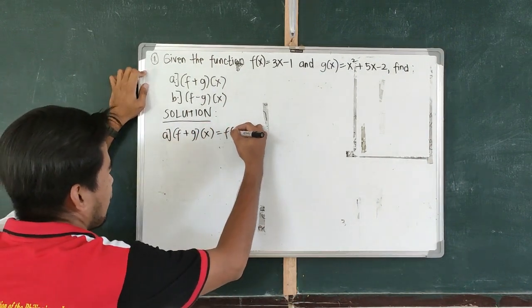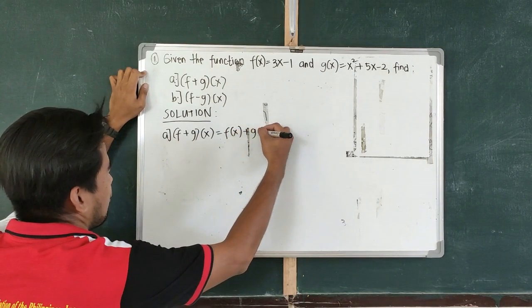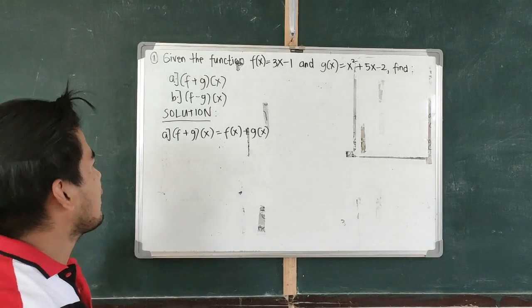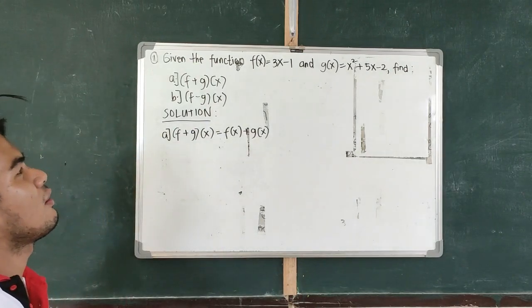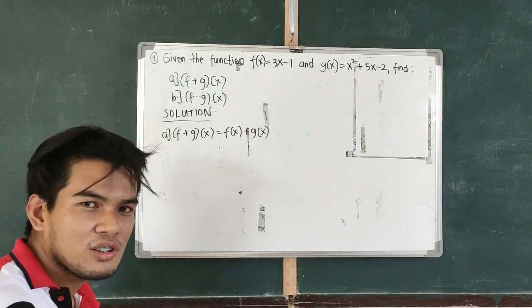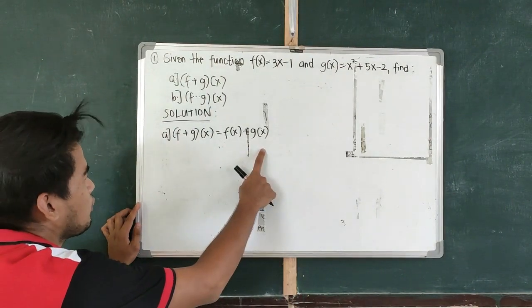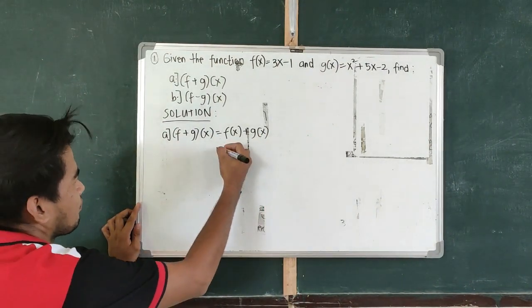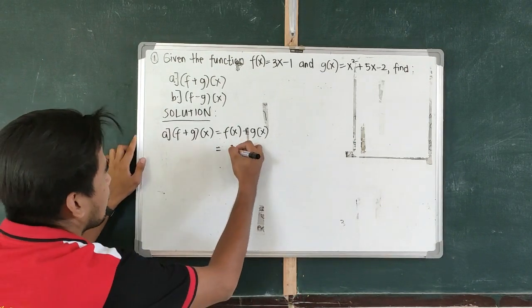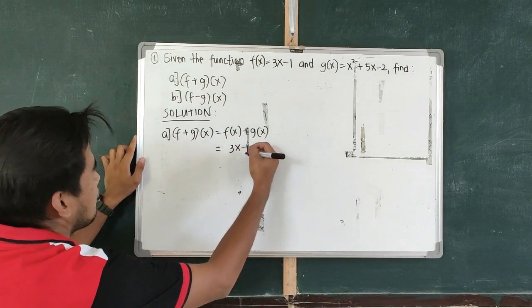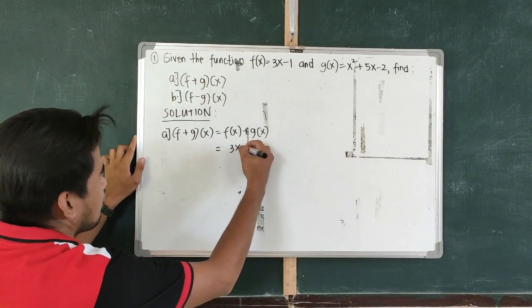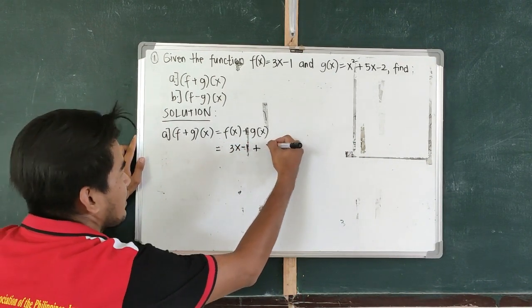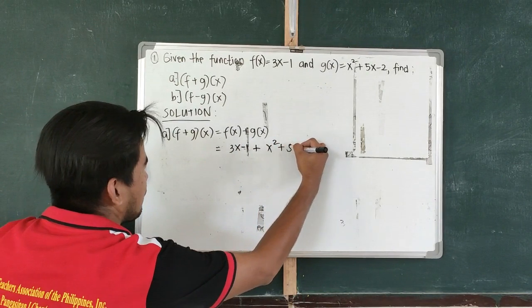We have f of x. Napansin niyo, in getting the sum of the two functions, here's the formula. We just add the two functions. Okay? We have 3x minus 1. This is the function f, then plus x squared plus 5x.